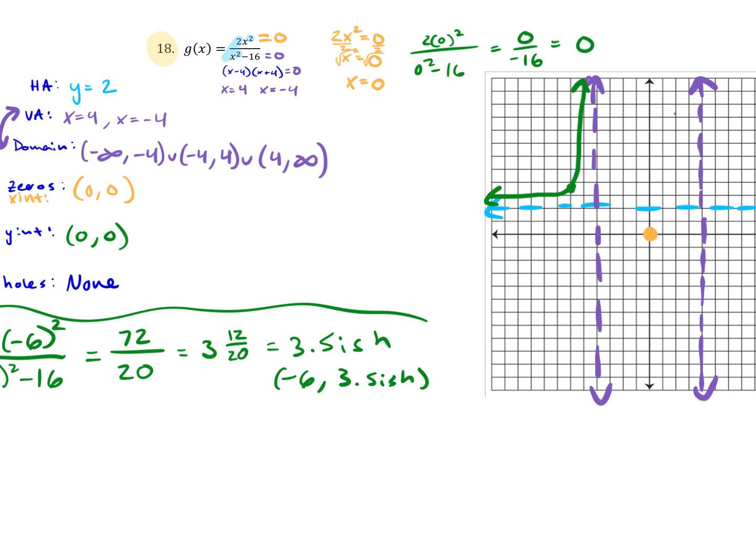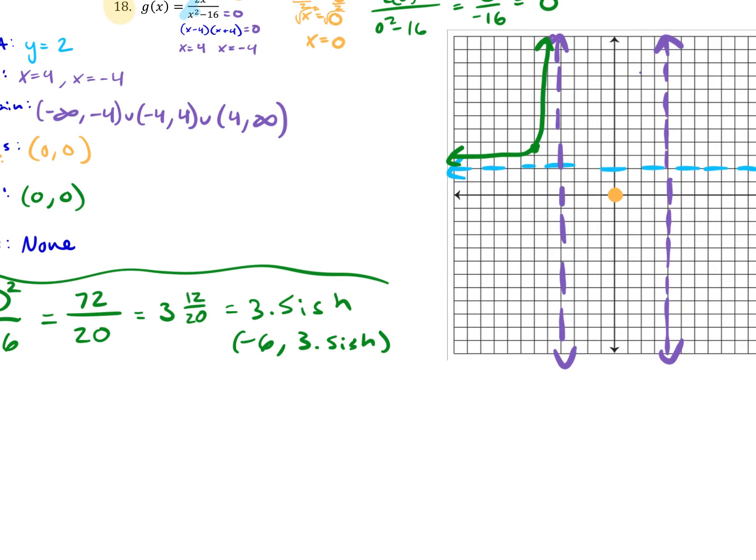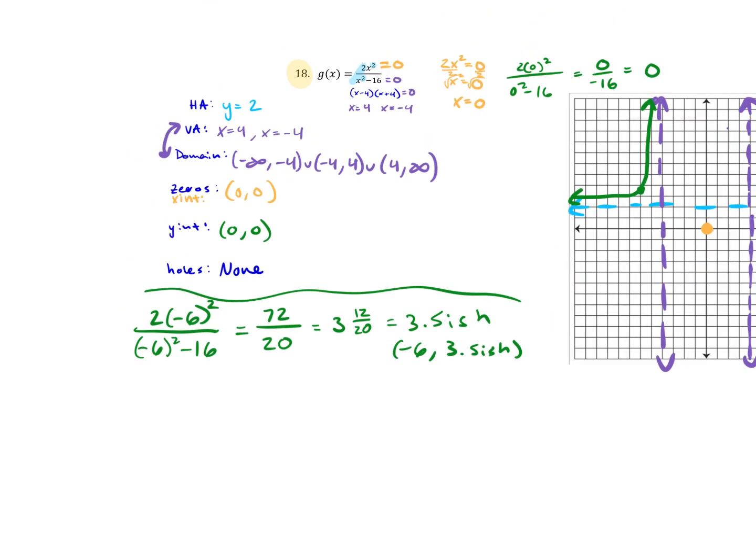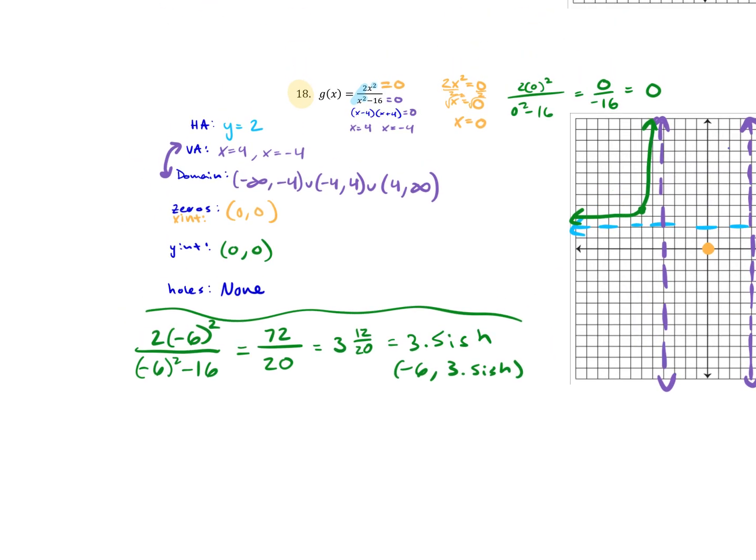Now let's figure out the middle. What's a good number to plug in the middle? Sure, we can plug in 1 and negative 1 and see what our graph does in the middle. You could say 2 and negative 2, 3 and negative 3, anything in between negative 4 and positive 4. So let's plug in 1.